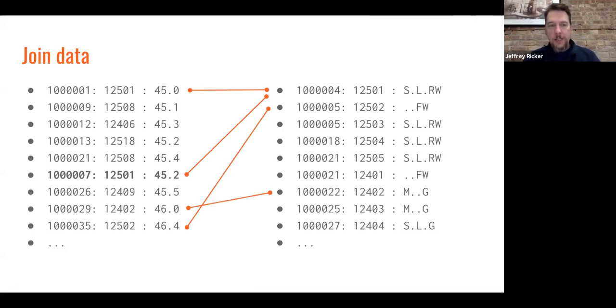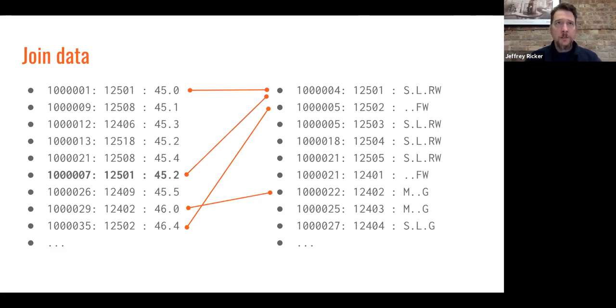And we also can see how they can fall out of sequence. So for instance, the 12501 number on the left, the timestamp is out of sequence with the rest of them. So here's an example to start thinking about how would I join this data as I'm reading from these two streams.